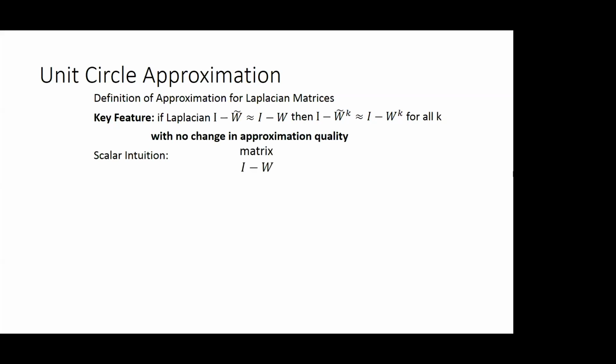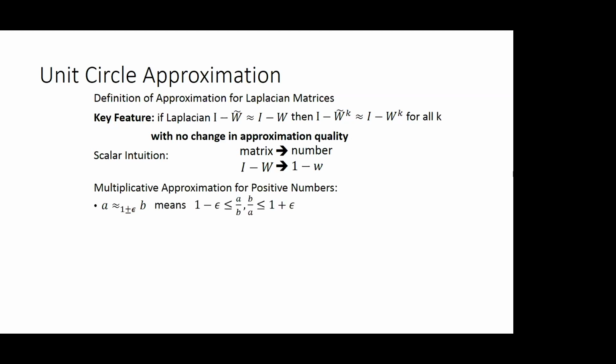So we have a matrix I minus W, and we're going to think of that now just as a number 1 minus W instead, where W you should think of as either a positive or maybe even a complex number. But for now, let's just say a positive number. Multiplicative approximation for positive numbers just says that if we have positive numbers A and B, they 1 plus or minus epsilon approximate each other if their ratio is within a factor of 1 minus epsilon and 1 plus epsilon.